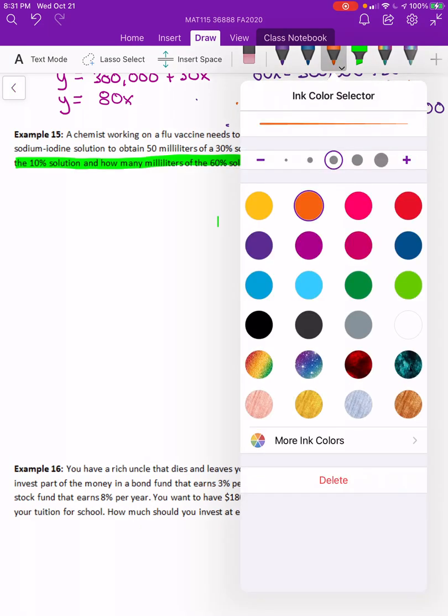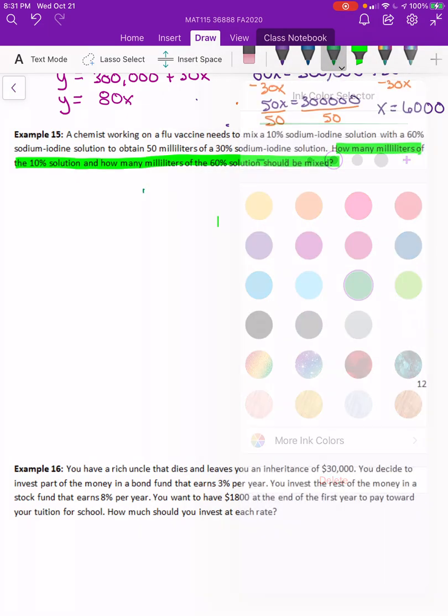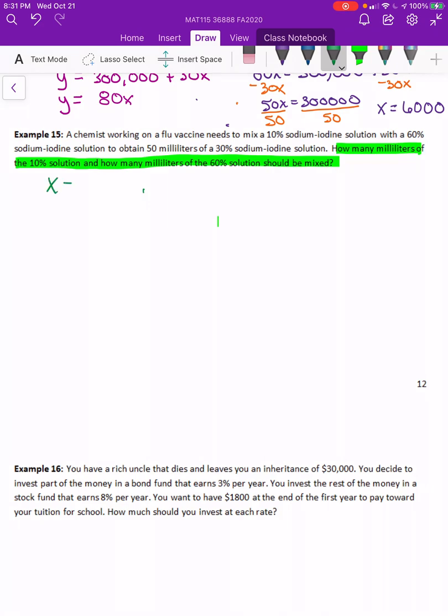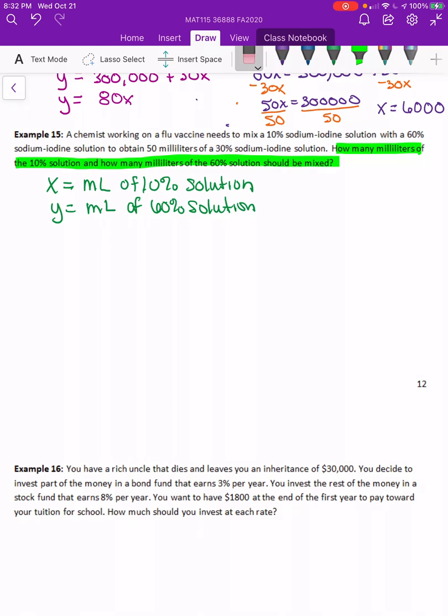So let's start out by setting up variables to answer that question. Let's let X stand for the milliliters, I'm going to abbreviate it mL, of a 10% solution. And let's let Y be the other variable, and that's going to stand for the milliliters, or the amount, of the 60% solution. Okay, so again, set your variables up. Please write those down. It's going to help a lot if you write down what your variables stand for. And again, we've set them up to answer the question.